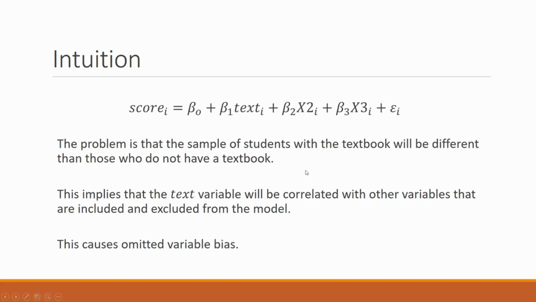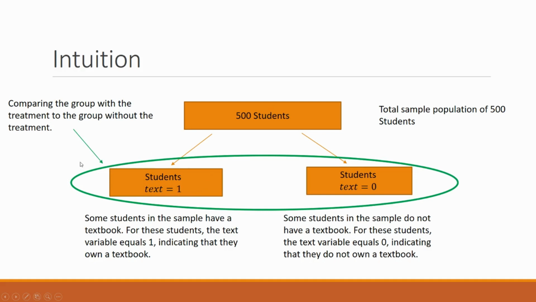Well, the problem is that we already know that since textbook was not randomly assigned, the sample of students with the textbook will be different than those that do not have the textbook. This group of students will be different from this group of students. There could be all kinds of reasons why. These students probably come from wealthier families. Maybe they have older siblings that purchased the textbook in the past and so are able to inherit the textbook from their older siblings.